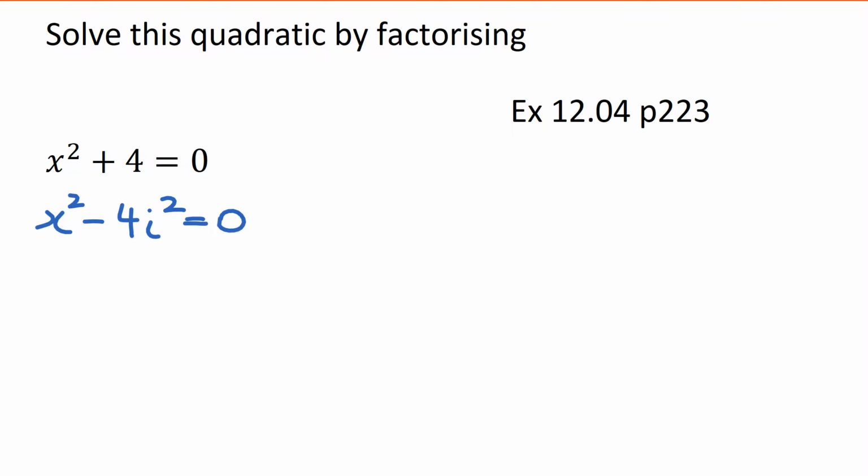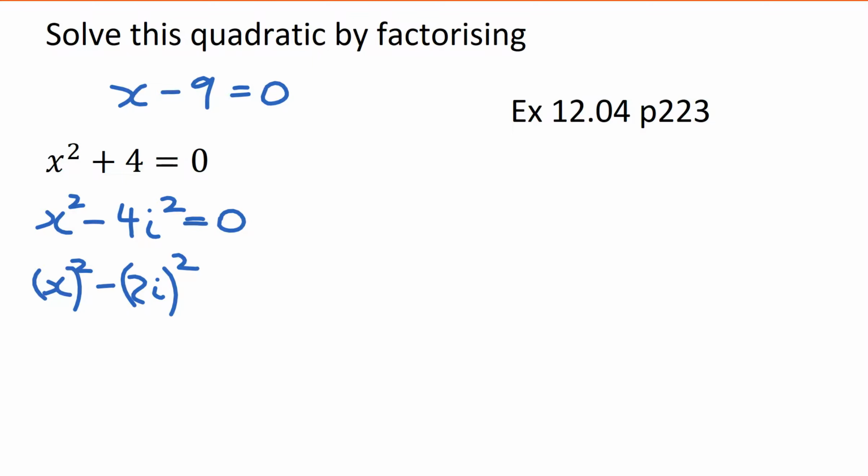Is it the same thing? Are those two equations the same thing? Happy with that? Now what do we got here? We've got a difference of two squares. So now we've got x squared minus 2i all squared, don't we? You see that? So in other words, I'm asking you to factorise and solve that one.